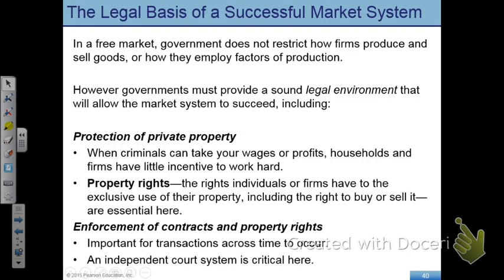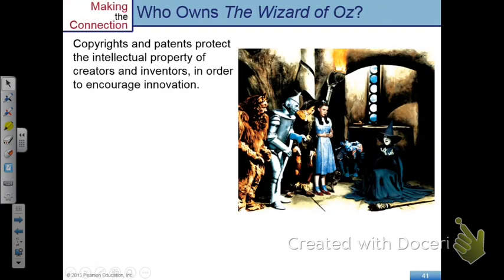So, in this kind of transaction, we need a third party: the government. The next slide has a very interesting case study about the classic movie Wizard of Oz, and it discusses the idea of property rights over that movie and its characters. Please read that. The book does a better job of explaining the situation. The conclusion you might derive is that property rights are important.